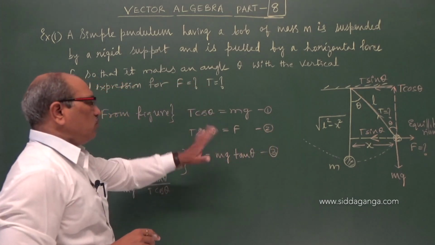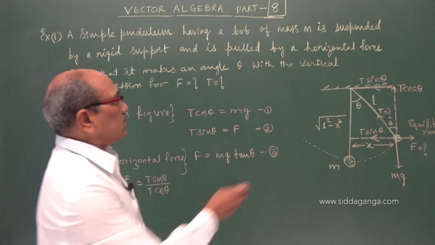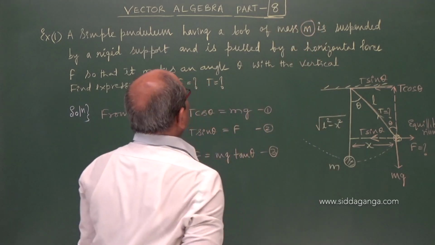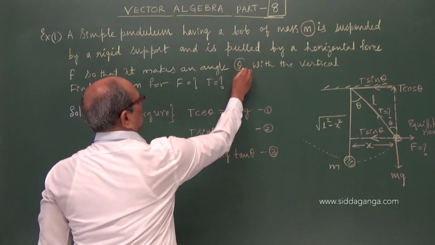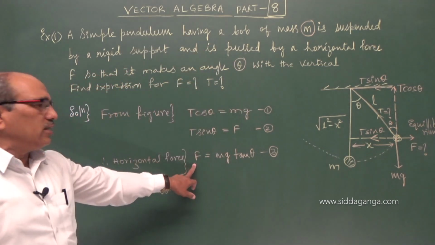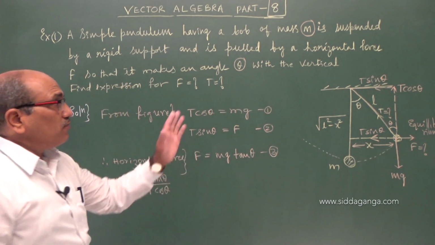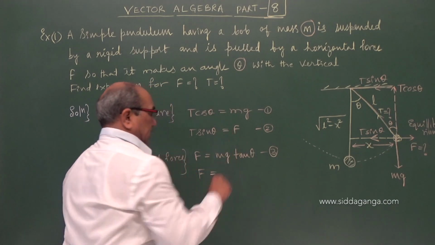Instead of t, I remove t. mg is known. M, the mass of the particle, is given. Theta is given to us, so that it makes an angle theta. So we can calculate T now. G is known, m is known, theta is known. If they give the length also, we can calculate. Sometimes they give the length.